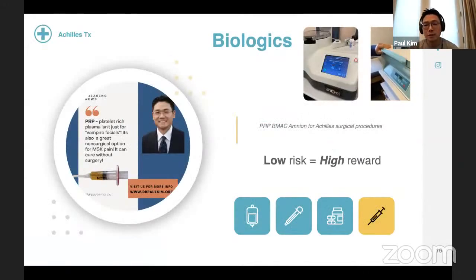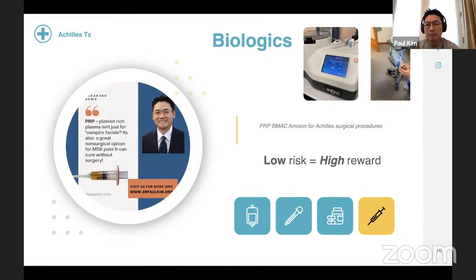So I just wanted to finish up on biologics. Biologics have made a huge difference in my practice. Now, I often use PRP, BMAC, and amnion for Achilles surgical procedures. On the picture, the Angel system is for the bone marrow aspirate. You can actually use this system.